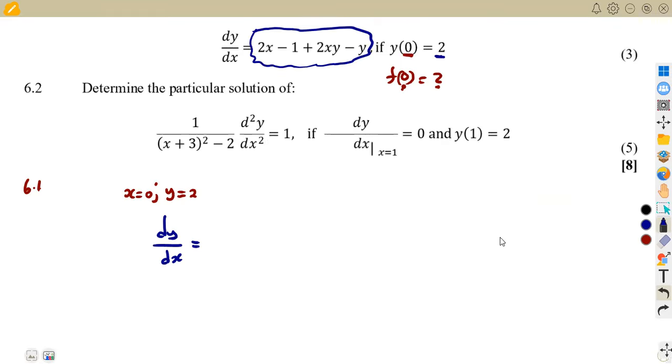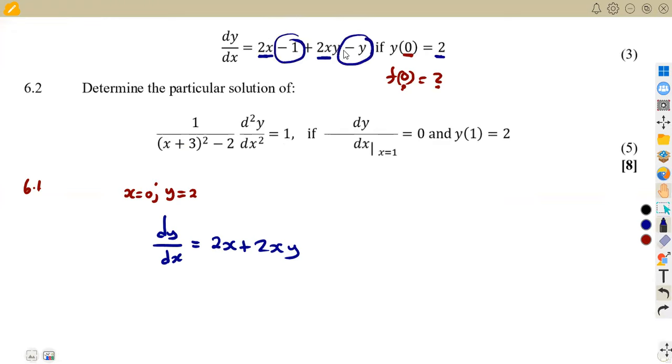We can do that by factorizing. We can take the parts that have x: here there's x, here there's also x. We are going to collect our terms, that is, we are going to have 2x plus 2xy. We are remaining with minus 1, and here we are remaining with minus y. So we're going to have minus 1 minus y like this.